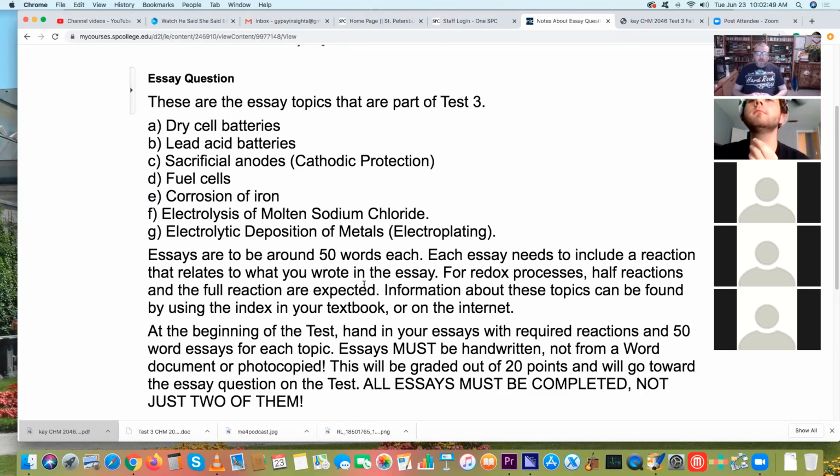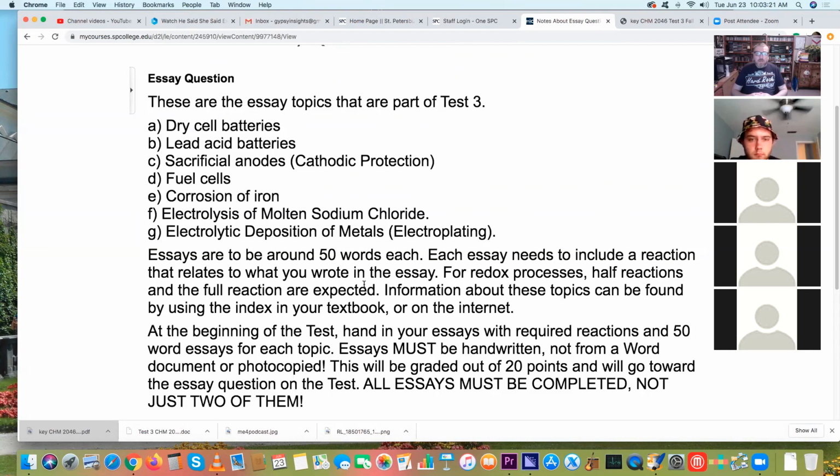So these are the topics that I want you to do, and what you'll do is you'll do them on a sheet of paper. You'll do them on multiple sheets of paper if need be. And it's going to be 50 words for each essay, and each essay needs to include a reaction that relates to what you wrote in the essay. Now, all of these are redox type processes, oxidation reduction type processes that you're looking at here. And what I'm expecting to see is the half reactions and the full reaction that relates to that topic.